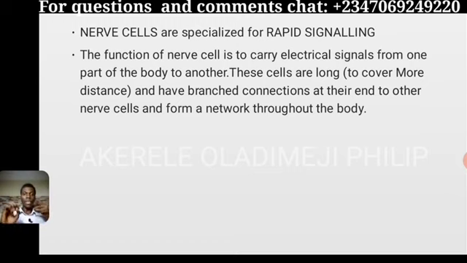So they carry things. They are specialized cells. They can't do any other thing. Carry electrical signals from one part of the body to the next, then to the brain. These cells are long to cover more distances, and they have branch connections at their ends to other cells and form a network throughout the body.